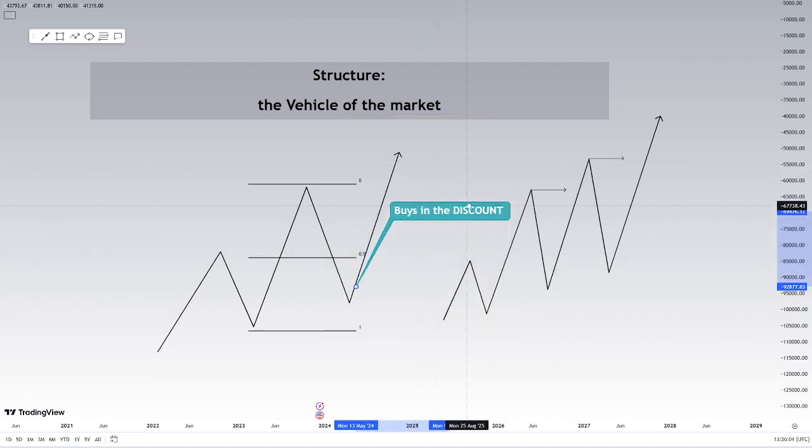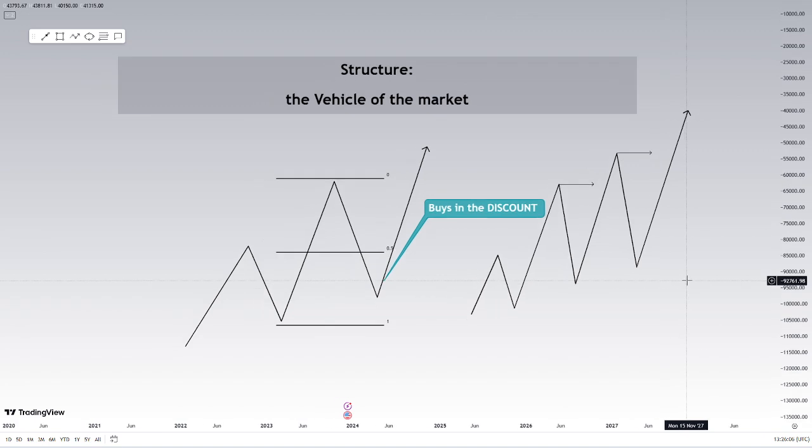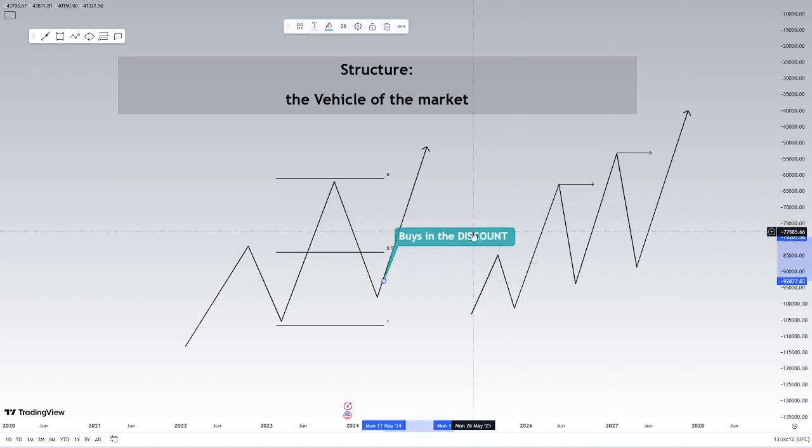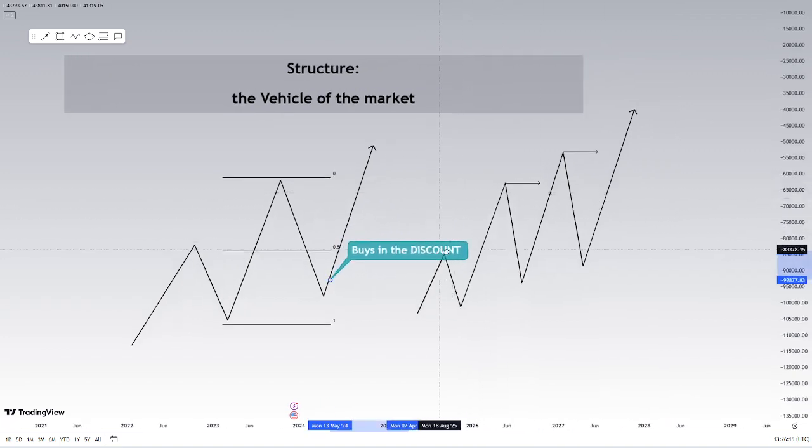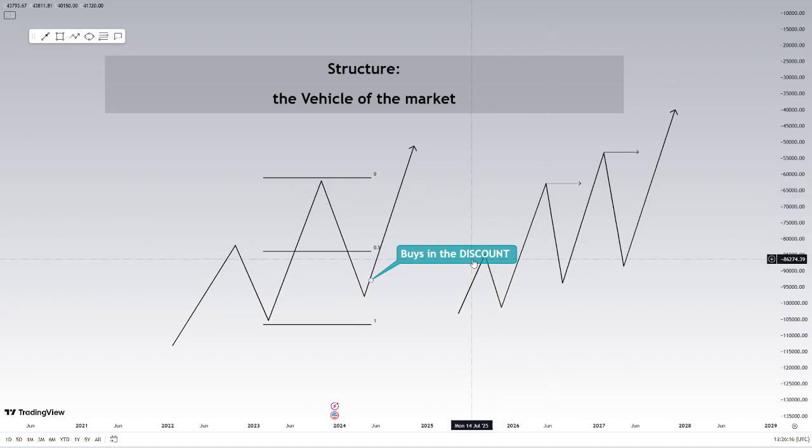This is important to understand, and we're going to be going over real life price action on Bitcoin to dissect this further, right? So our structure is the vehicle of the market, and we use the highs and lows to help us get involved. Now, what do we do on the flip side for the bearish example?